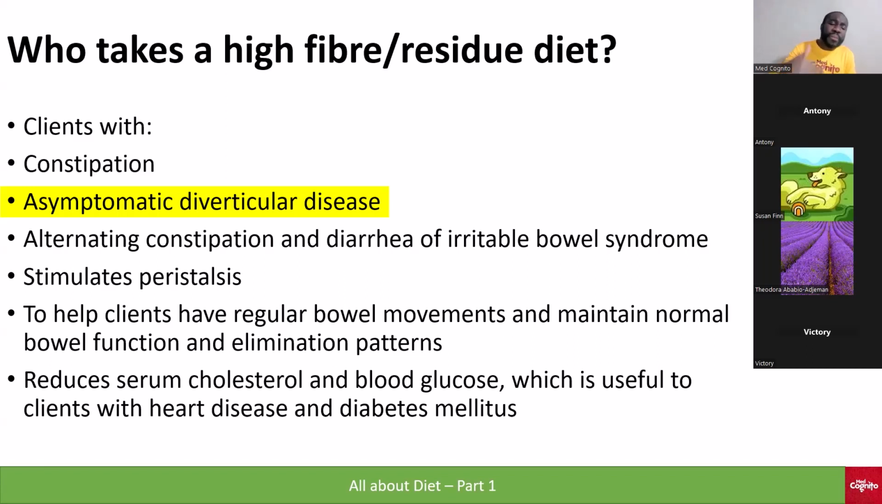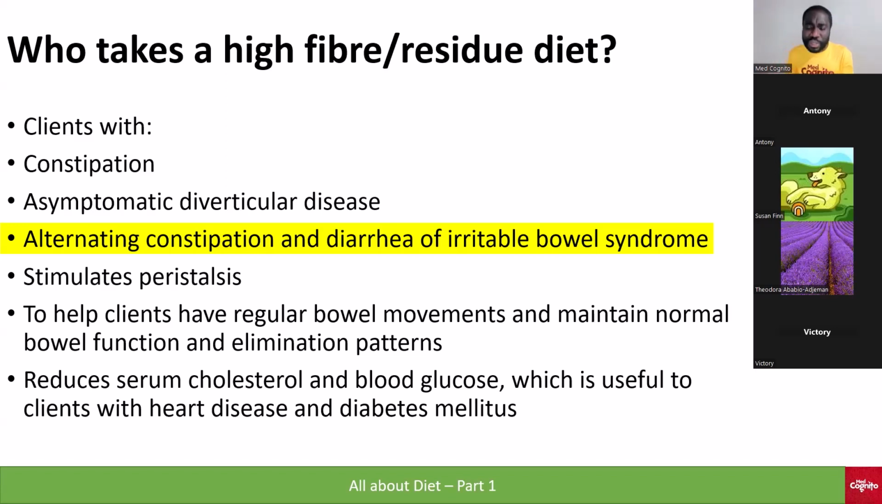Okay. And who will also benefit from a high residue diet? A client who has alternating constipation and diarrhea of irritable bowel syndrome. So I've just introduced this particular condition, irritable bowel syndrome. Usually it's on a spectrum. You have people who have irritable bowel syndrome who are on the constipation spectrum. And you also have clients who are on the diarrhea spectrum. And at times you also have clients who are in the mixed spectrum, so both constipation and diarrhea. So high fiber diet is good for those clients.